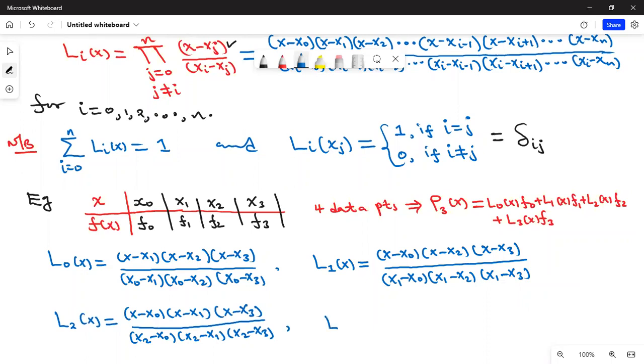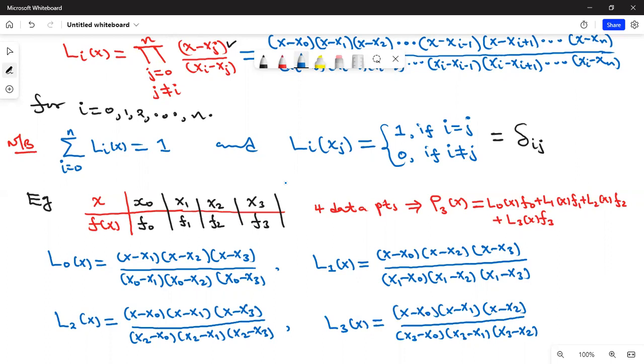Then the other one is L3 of x. That means to form the numerator, I'll bypass x3. So I'll have x minus x naught, x minus x1, x minus x2. Don't write x3. We don't need it in the numerator. Let's use it in the denominator, x3 minus x naught times x3 minus x1 times x3 minus x2. So that's how to get the Lagrange coefficients when you have a polynomial of degree 3.